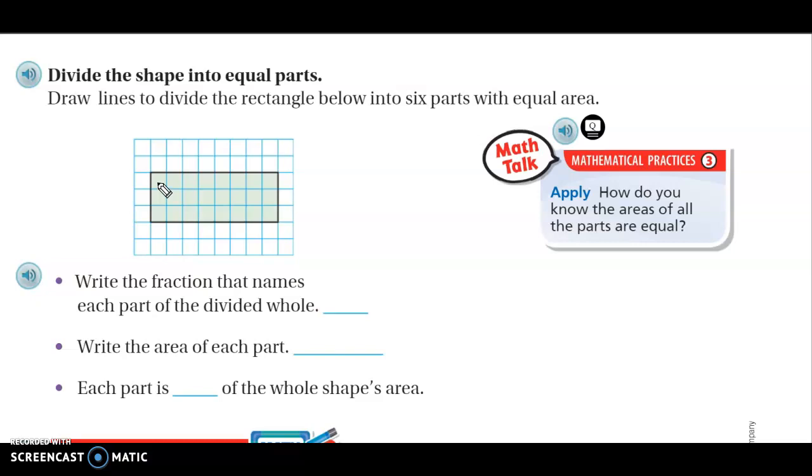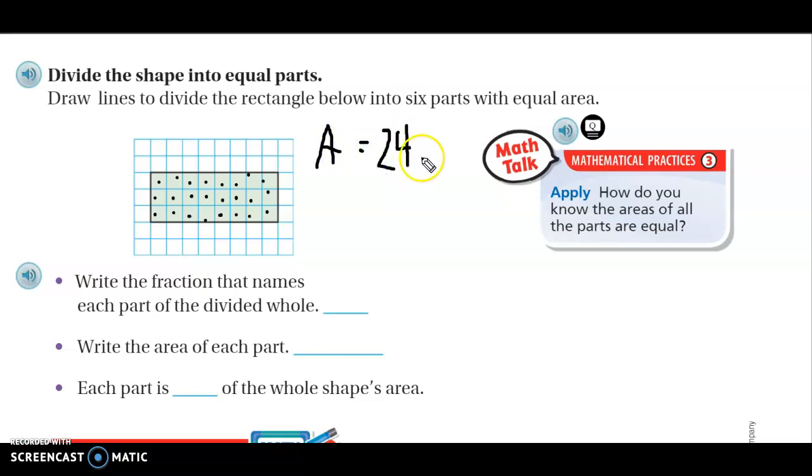So the first thing I did was I found the area. I counted the blocks. 1, 2, 3, 4, 5, 6, 7, 8, 9, 10, 11, 12, 13, 14, 15, 16, 17, 18, 19, 20, 21, 22, 23, 24. So I found the area. Area equals 24 units squared.